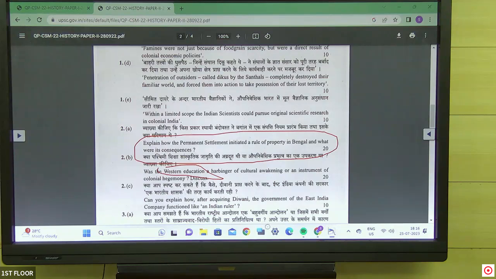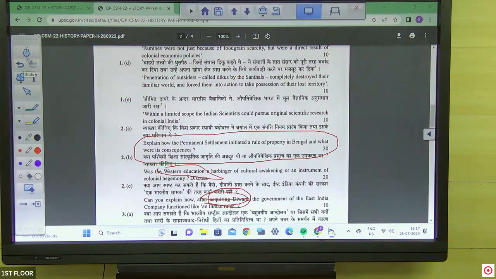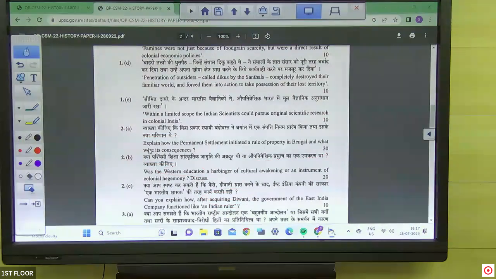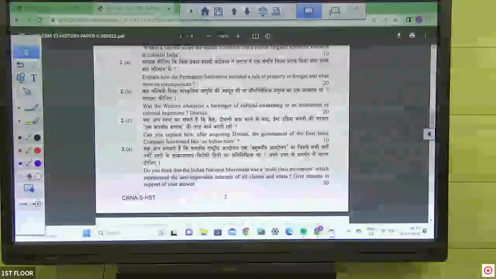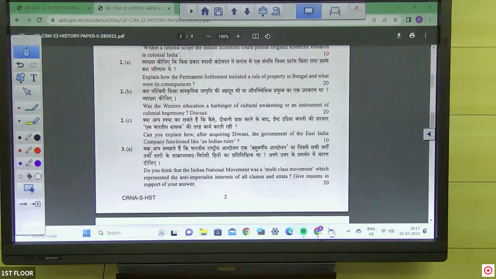Right. And two more things already. After acquiring what? The Diwani right. From whom? Shah Alam II. Correct? So how did they act as an Indian ruler? This is which government system? Dual government system. Got it? Let us continue our classes.